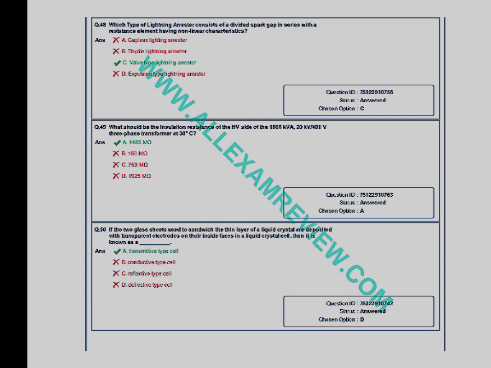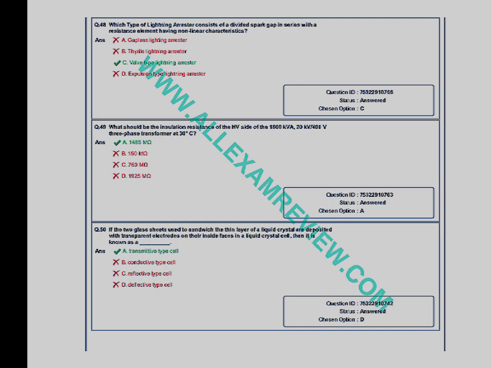Question number 48. Which type of lightning arrestor consists of divided spark gap in series with a resistance element having a non-linear characteristic? Valve type lightning arrestor we have to use. What should be the insulation resistance of the HV side of the 1600 kVA 20 kV per 400 volt three phase transformer at 30 degrees Celsius? 1485. Very good question.